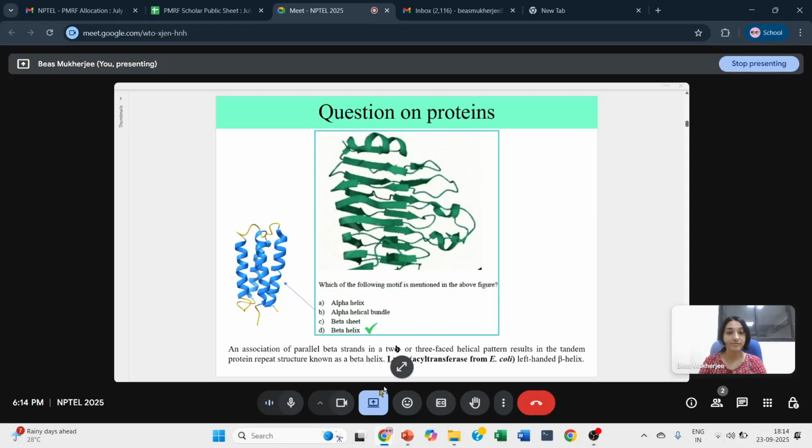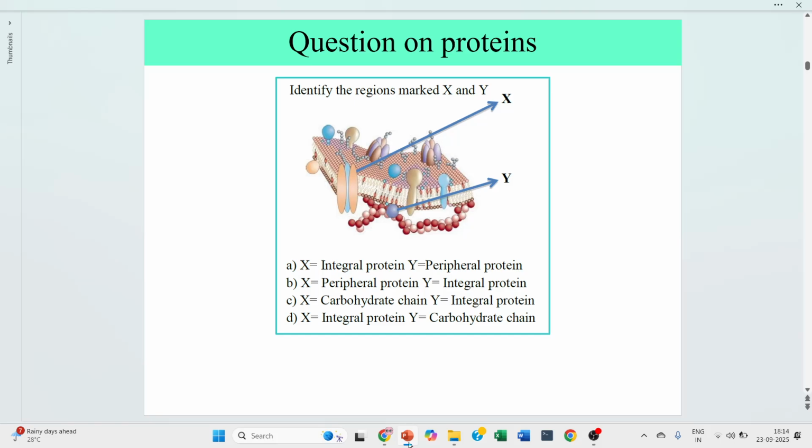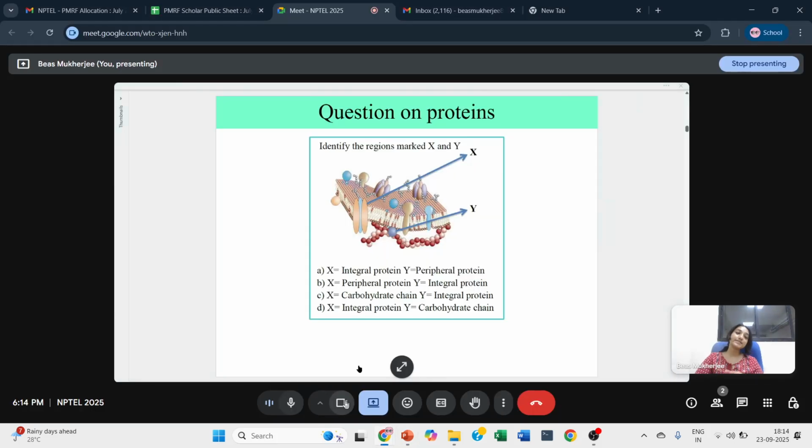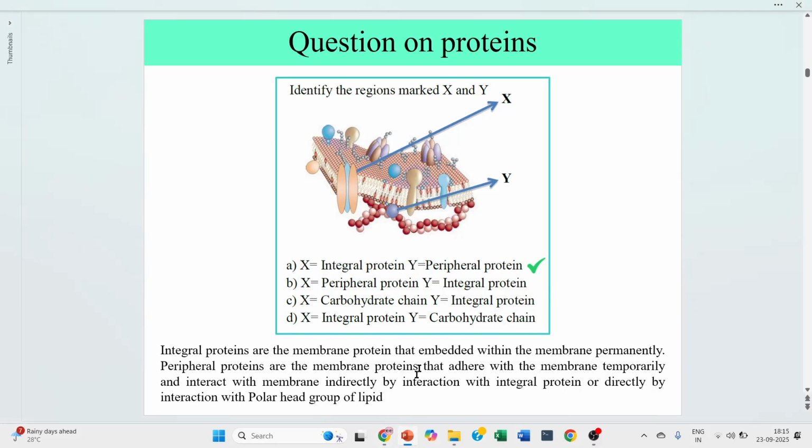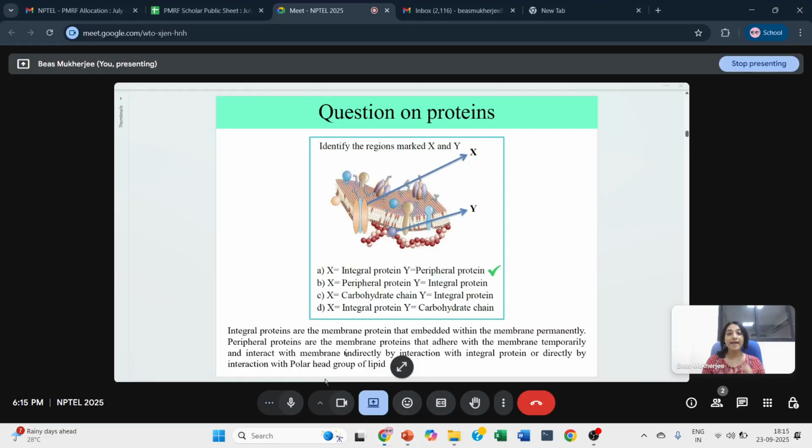Now we have another question. It's a simple and very straightforward question where they are asking you to point out which is X and which is Y, which is a peripheral membrane protein and which is an integral membrane protein. Based on the fluid mosaic model, we'll be able to answer this. So we come to the answer. We see that X is the integral membrane protein and Y is the peripheral membrane protein.